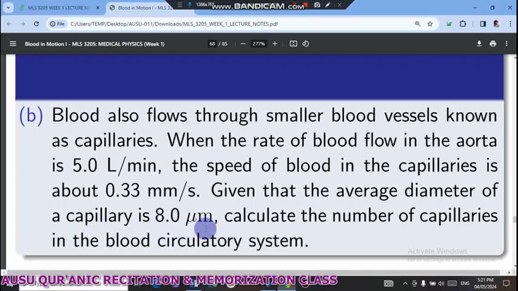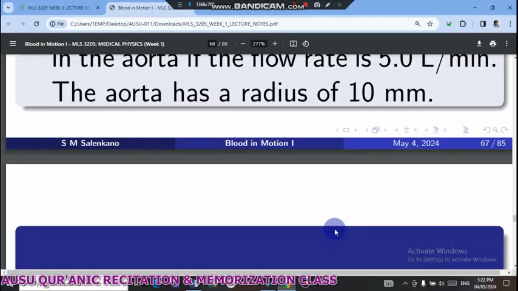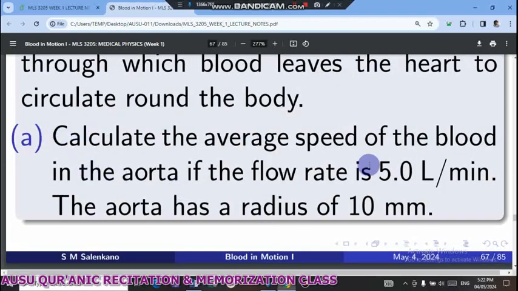Remember what I said. When they give you radius or diameter, they want you to use that to evaluate the cross-sectional area. Calculate the number of capillaries in the blood circulatory system. Let us begin. We will change this one to meter cube per second, and then use this radius to get the cross-sectional area, and then we use the two quantities to get our average speed.